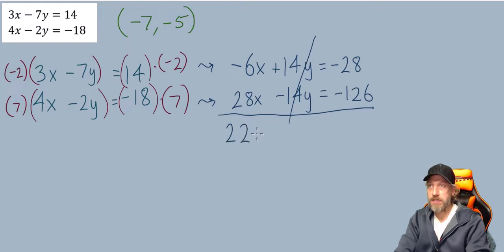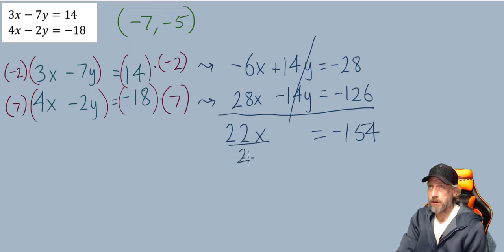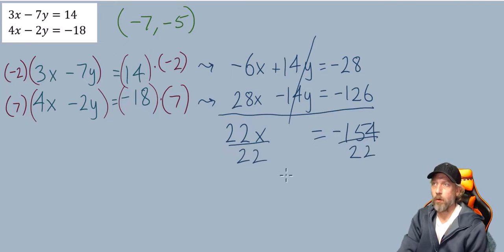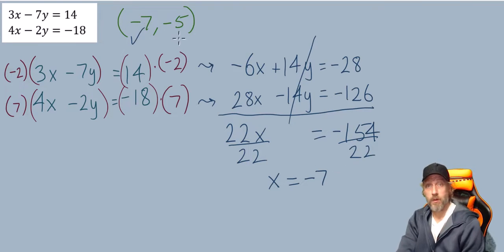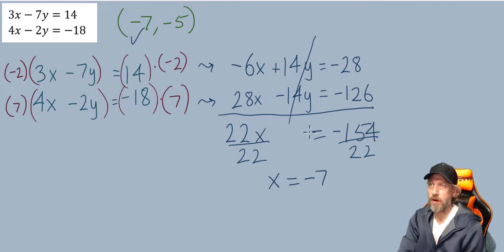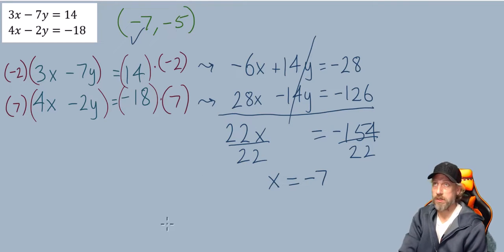We're looking at 22x equals, after some big addition going on right here, negative 154. And then when we divide by 22, you learn something new every day. 154 divided by 22 equals 7. So this result is a negative 7. That confirms what we were hoping to see for our solution for x. Okay, so we had some large numbers involved there, but same result. So that's good. Now let's find our solution for y. We found earlier it was negative 5, so we've got a goal in mind.